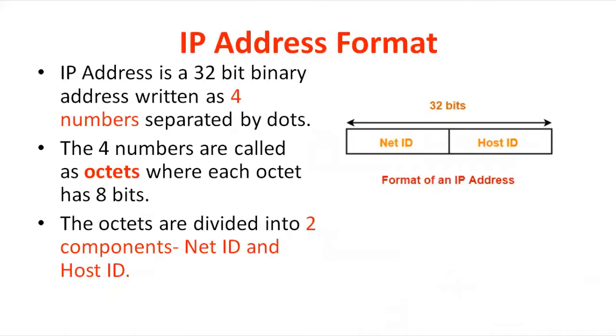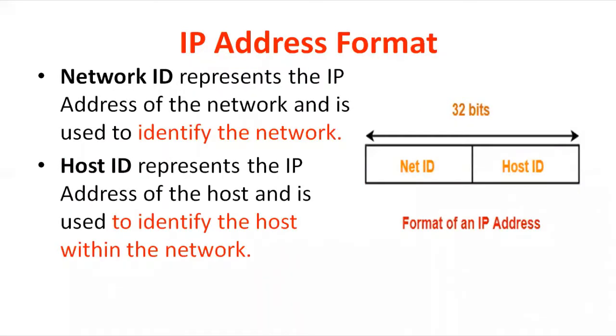And then coming to the IP address format. The IP address format always consists of a net ID as well as a host ID. The four numbers are called octets. Each octet consists of 8 bits. The address is divided into two components, net ID and host ID. The net ID is used to identify the network, the particular network. The host ID is used to identify the host within a particular network. That is the representation of host ID and net ID.